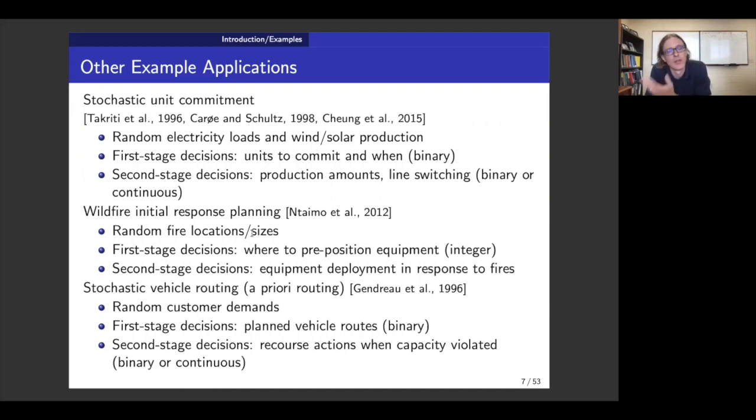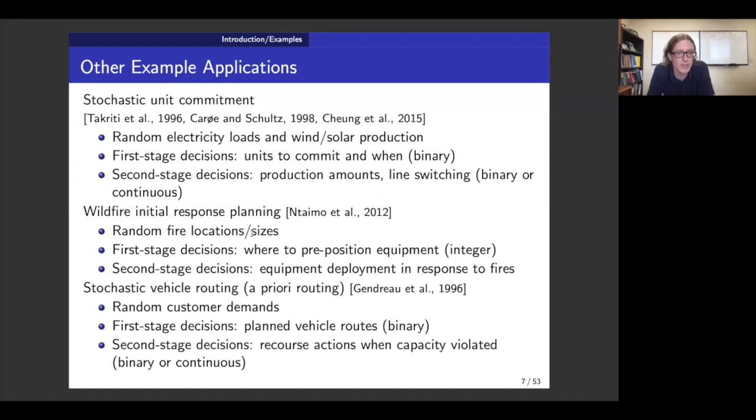Then given those decisions, as the week goes by, you make reaction decisions, how much you're actually going to produce. Maybe in some cases you can do line switching in your network, which would be an example of binary variables happening in that recourse phase.